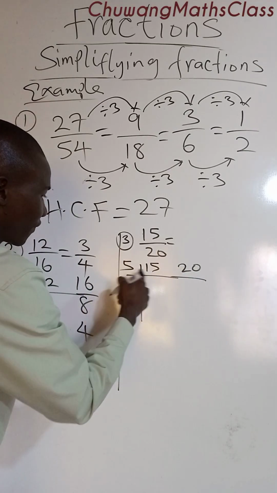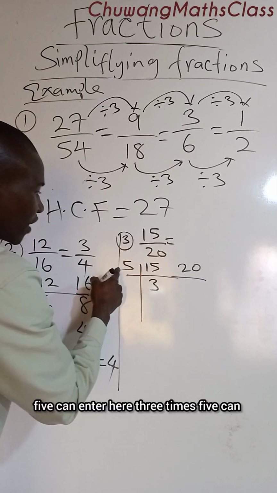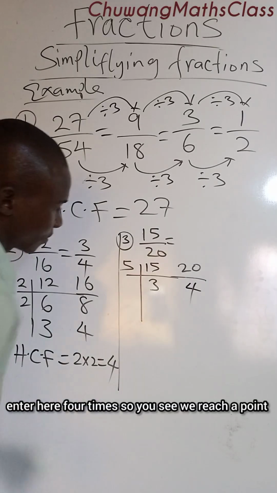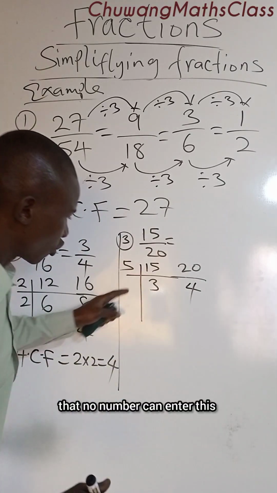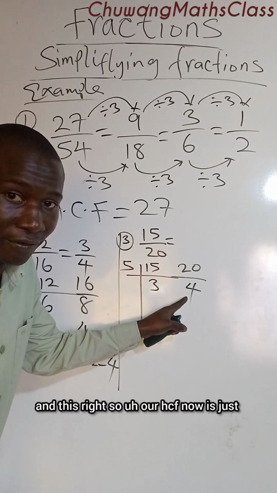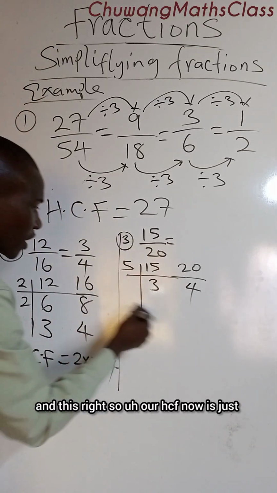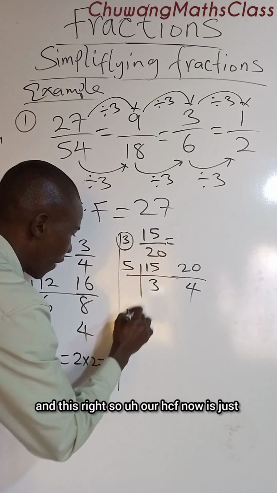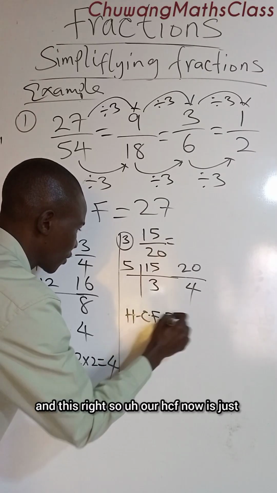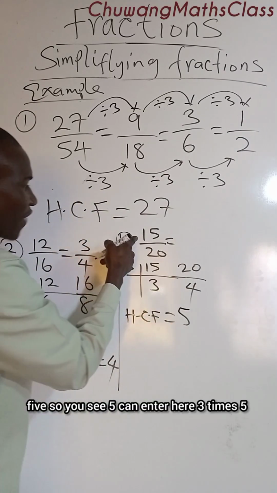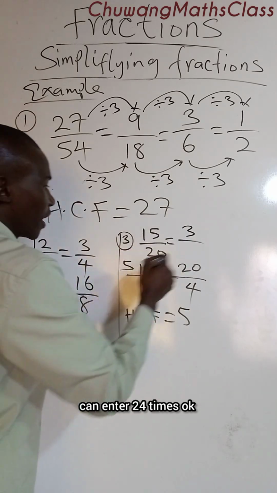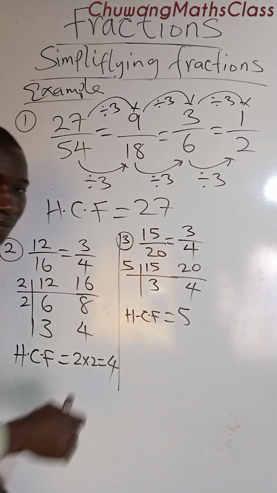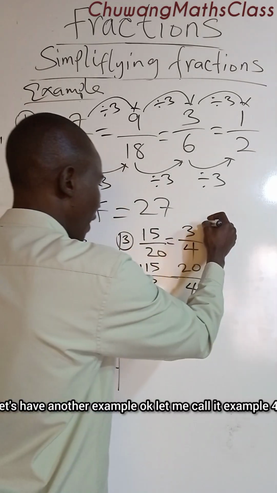So 5 can enter here 3 times. 5 can enter here 4 times. So you see, we reach a point that no number can enter this and this, right? Our HCF now is just 5. So you see 5 can enter 15 3 times. 5 can enter 20 4 times.